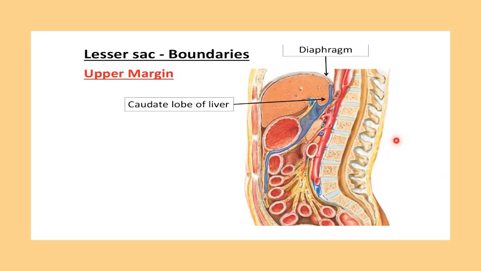Now, the upper margin of the lesser sac is from the peritoneal reflection from the diaphragm onto the caudate lobe. This is the caudate lobe of the liver. So the peritoneal reflection from the diaphragm onto the caudate lobe of liver at this point becomes the upper margin of the lesser sac.